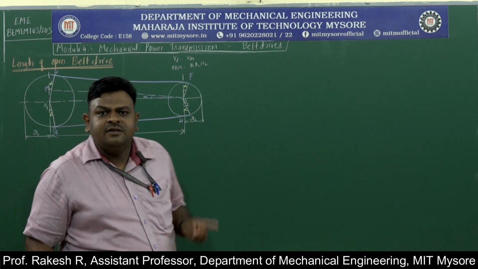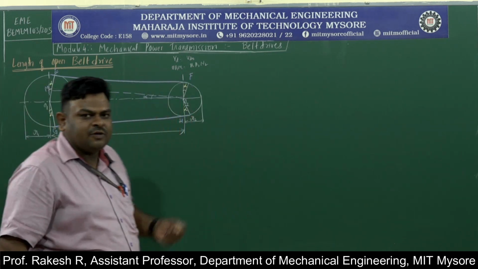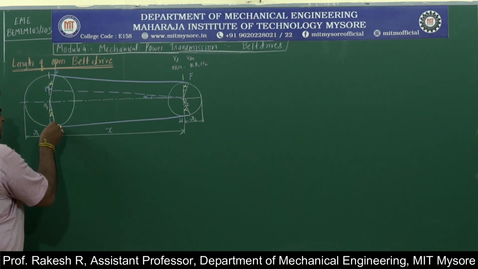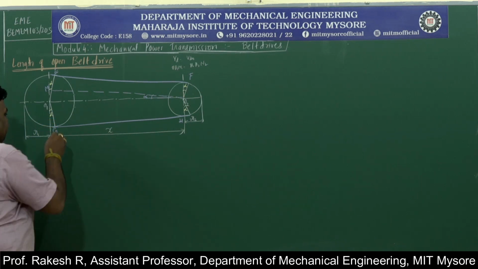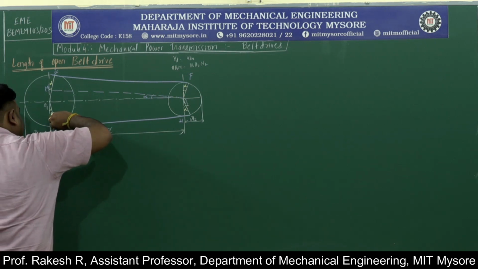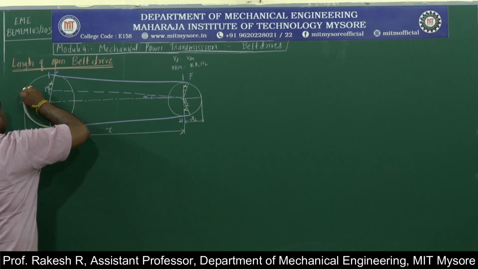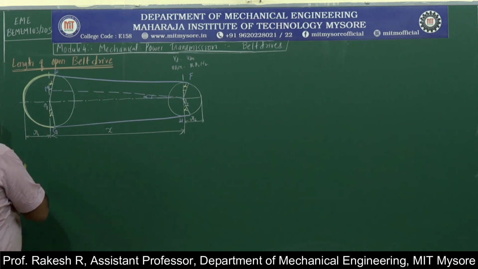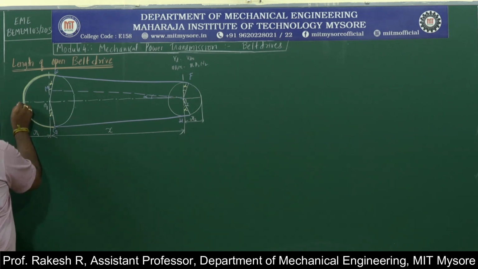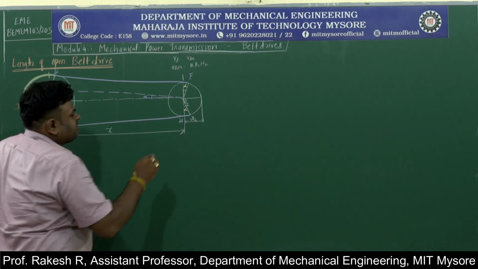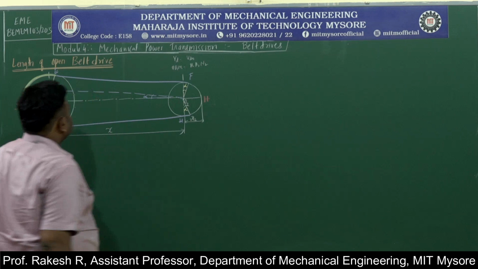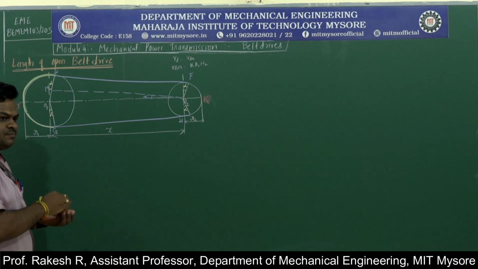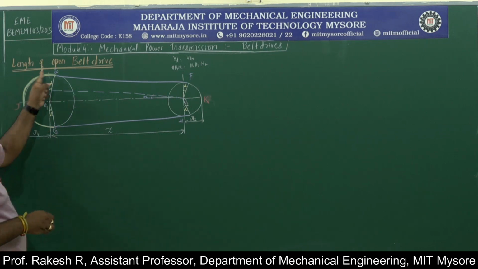Then I have to consider the length of the open belt drive. Look here, very important thing. First I will be considering the arc length. This is the arc length. I will make it dark. This point I will call J, and this point H, this point we will call K. So this is the arc length.